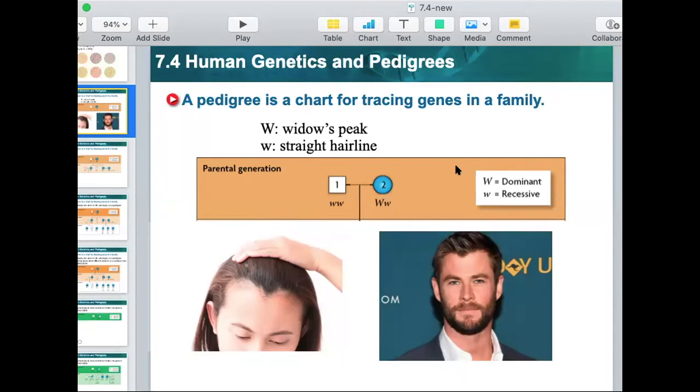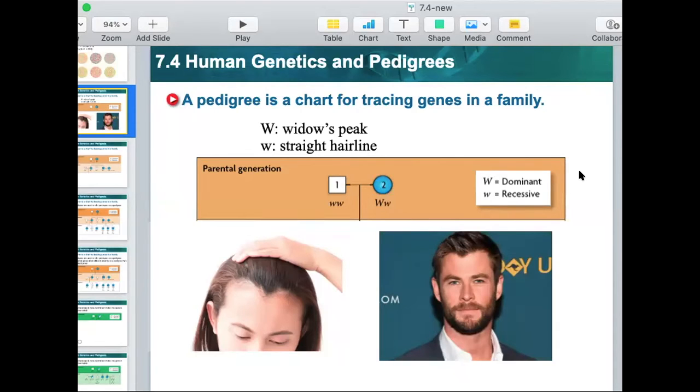It's not sex-linked, it's autosomal. So it's not on the X. So you're going to see the same amount of boys and girls having this trait. Lowercase w is a straight hairline. And so that would just be, if you were to have no indentation at all, it's just straight across.